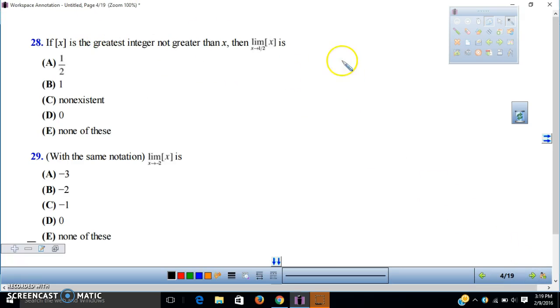Number 28 and 29, both of these are looking at the same function. You're looking at your step function. That's what the greatest integer function is. Oh no, it's back. That's the round down function. Alright? So you have a closed dot, open. It looks something like this, right?